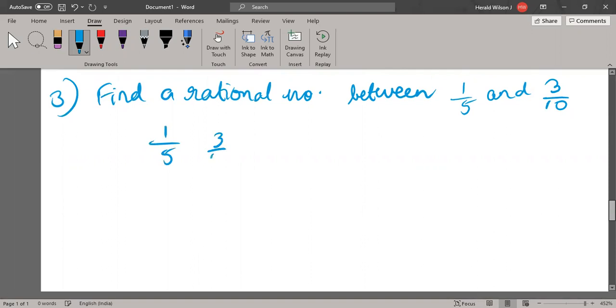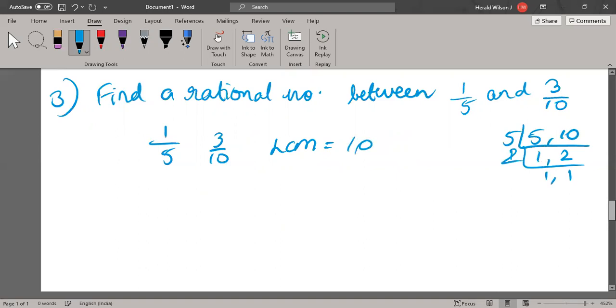1 by 5, 3 by 10. For this, you need to make the denominators equal using the LCM. Remember how we did LCM? 5 and then 2, you'll get 2 here, and the LCM is 10. 5 2s are 10. So 1 by 5 into 2 into 2. 5 2s are 10. Here 3 by 10, we already have the denominator as 10. So 10 into 1, 10 into 1.